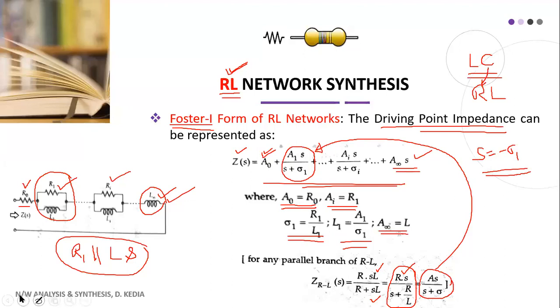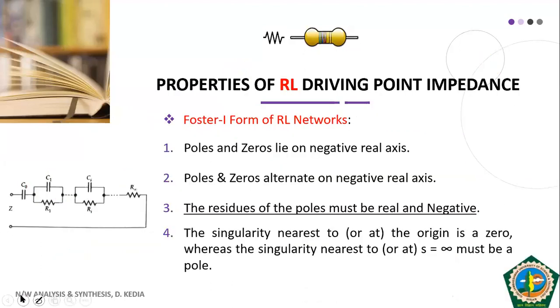Now let us move forward. These are the properties of RL driving point impedance. For RL, you can see here that the residues are real and negative. This thing you have to memorize. Your poles and zeros lie on the negative real axis. Your poles and zeros alternate, as it was in RC also. But this thing you have to notice and understand clearly.